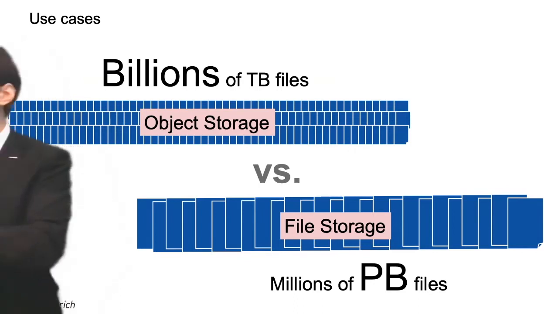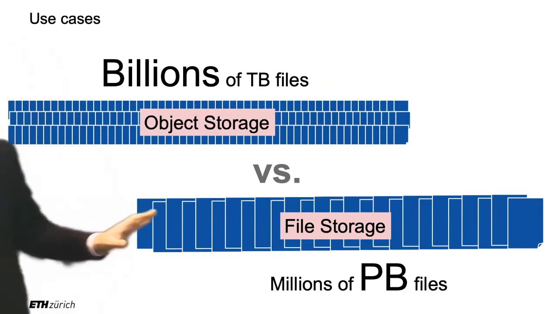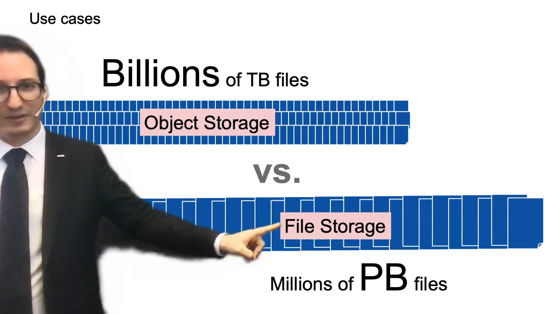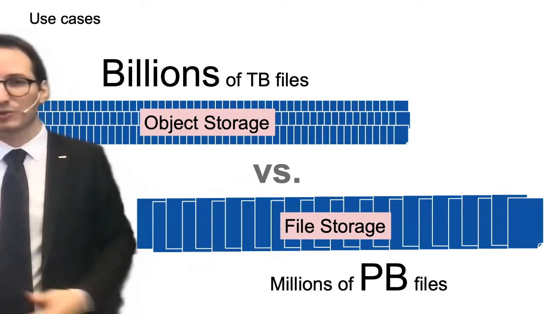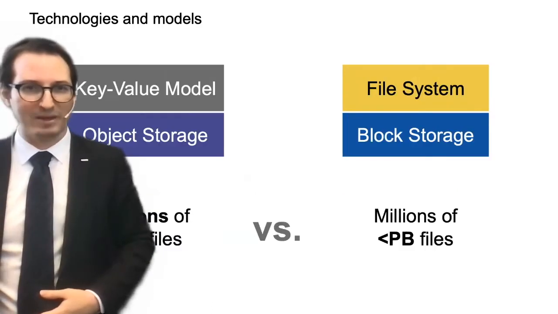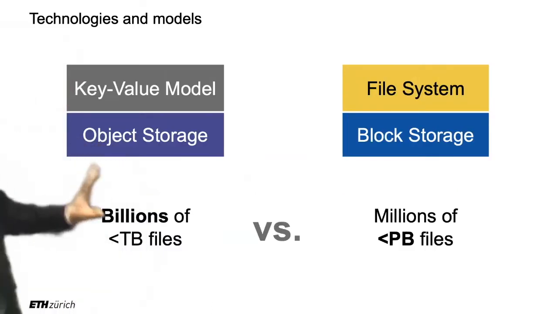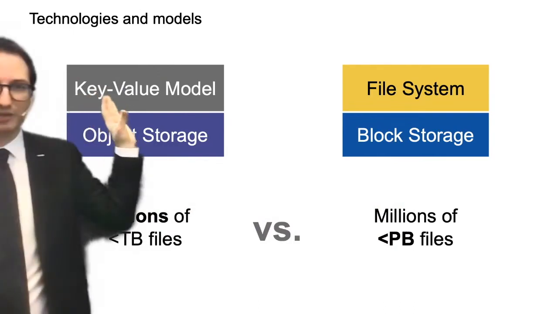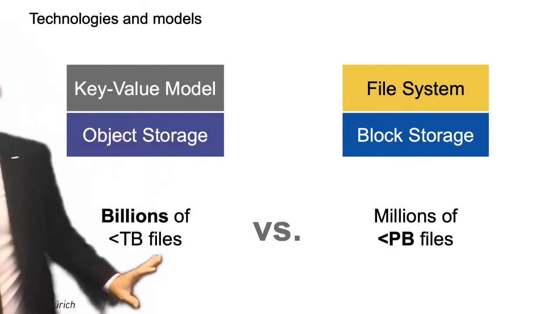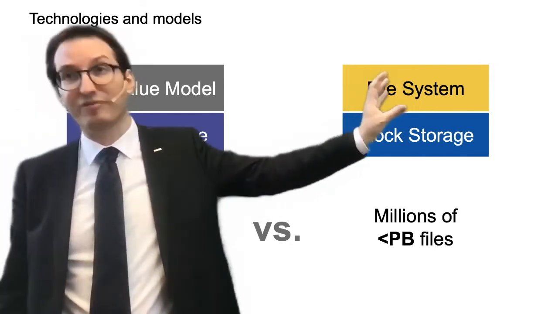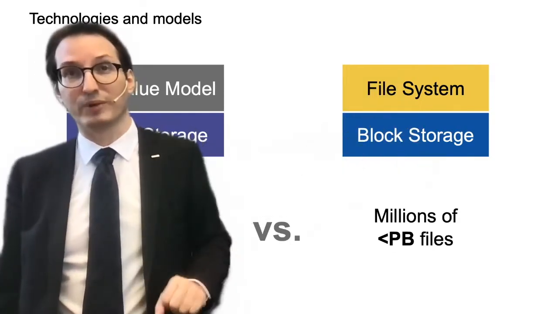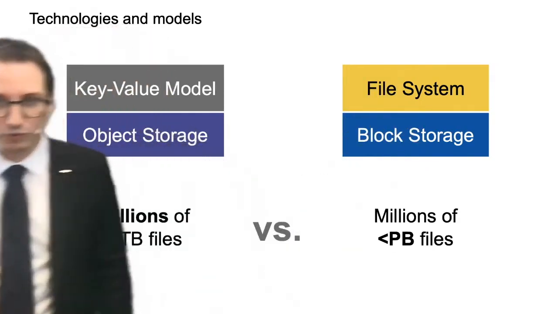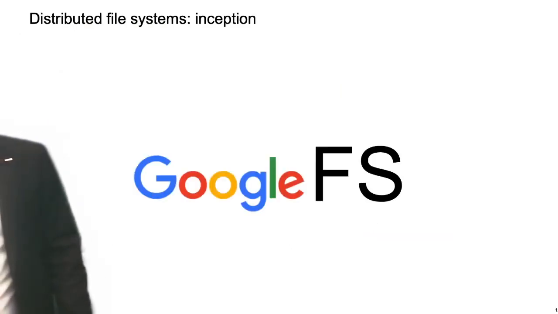I also talk again today about the orders of magnitudes. All right, and here that would be file storage because it's closer to a file system. All right, so now if we put these two technologies, so this is what we've done last week with the key value model on object storage. And today we look at a file system using block storage. That's actually the secret to break the 5 terabyte barrier.